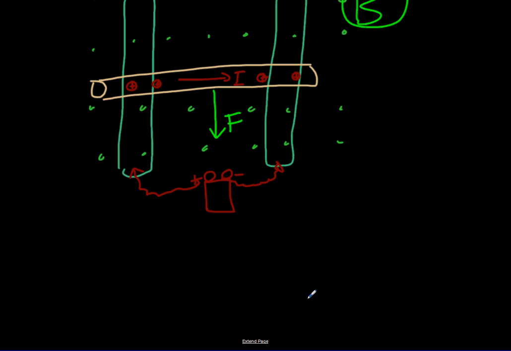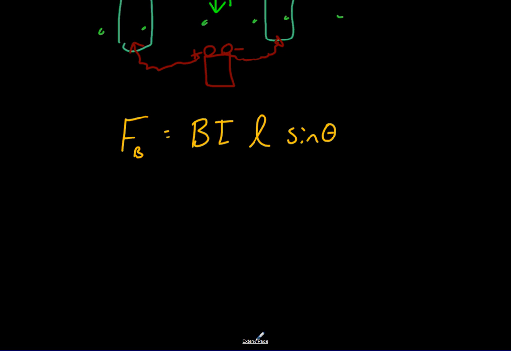And there is math with this now, okay? We can actually detect the force, and here's the formula that helps you do this. The magnetic force is equal to B-I-L sine theta, okay? So what do these things represent? F, that's the force in newtons.